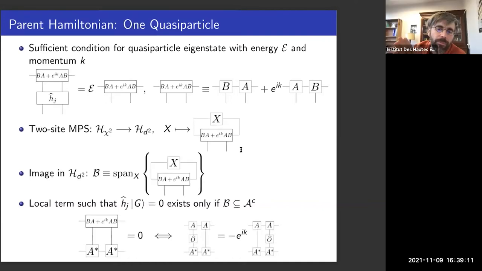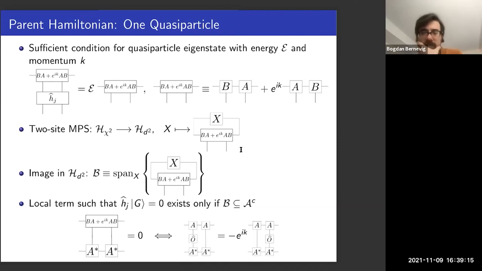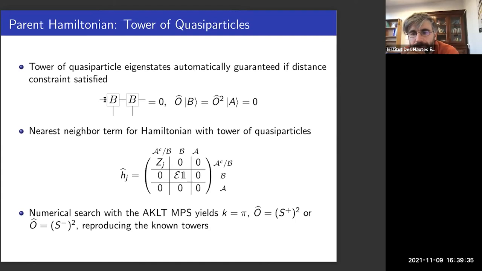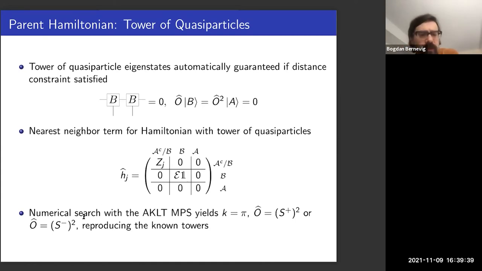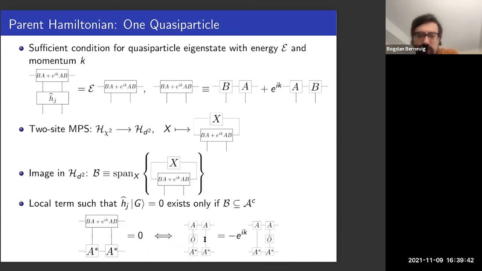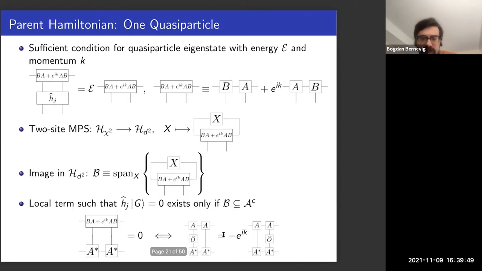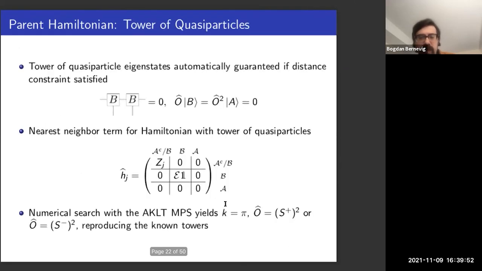that I showed. It certainly won't describe most of the states, right? It will just describe these ones that are a local operator times a momentum, and then you want to apply this operator n times. So you find these conditions, and then you know the matrix A, and you can do a numerical search. The matrix A is 2x2. You can do a numerical search in the space of operators satisfying this condition for both the momentum and the operator, and the AKLT reproduces. You find the AKLT tower of states.